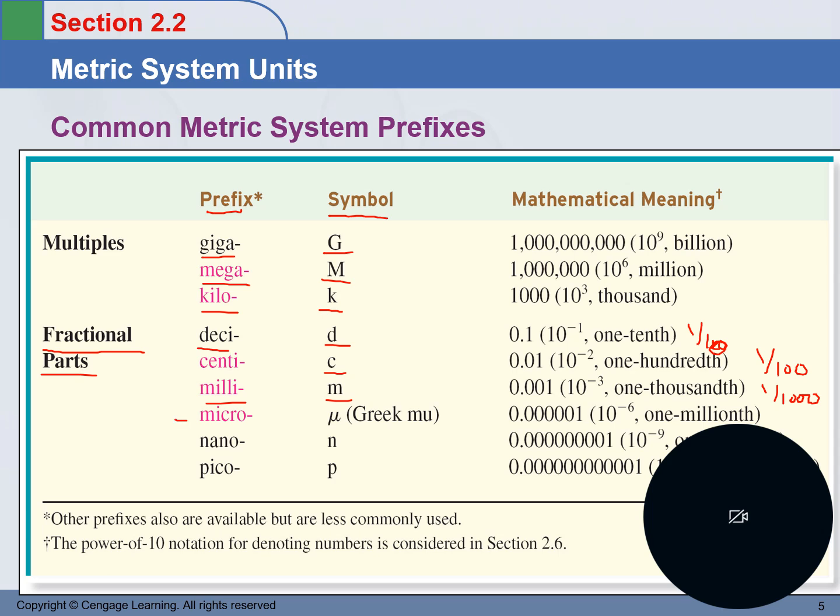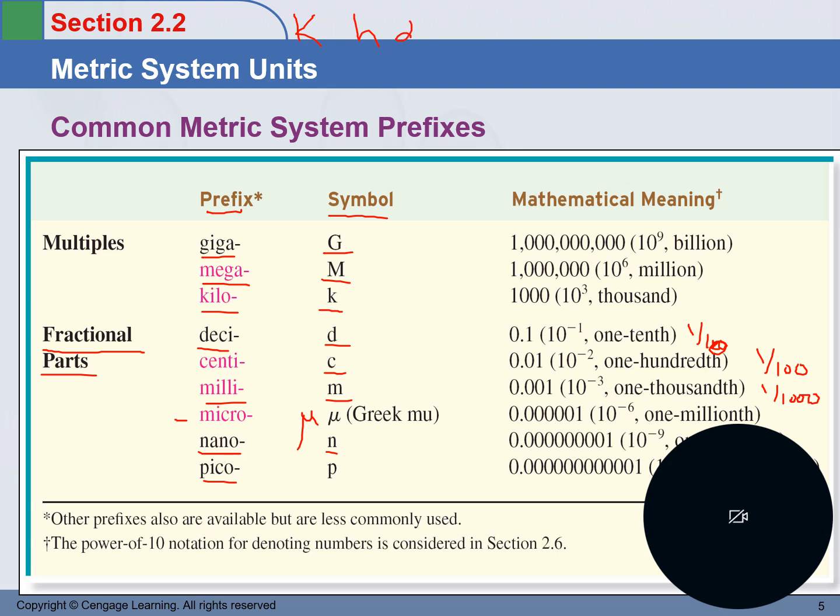Come to our first Greek letter. It's known as a mu, or it's a U with a long tail on the front, and it means 1/1,000,000th of whatever unit we happen to be talking about. Nano, we're getting into the wavelengths of lasers and light. That's a lowercase n, and it's 1/1,000,000,000th. Pico is 1/1,000,000,000,000th.